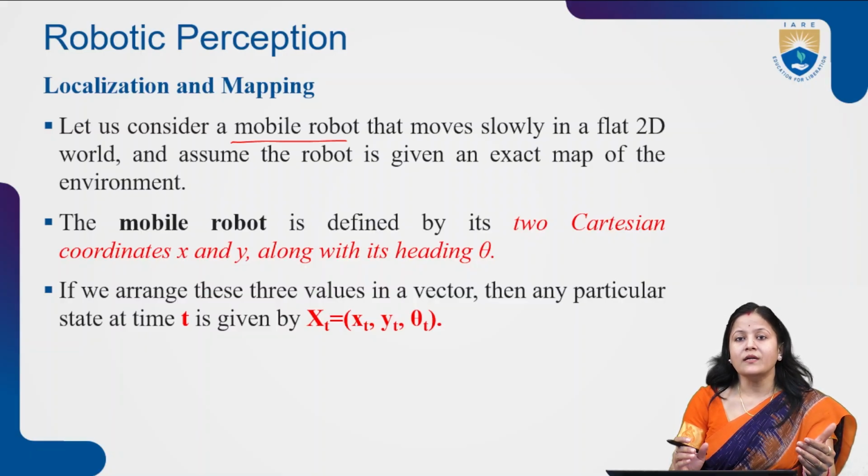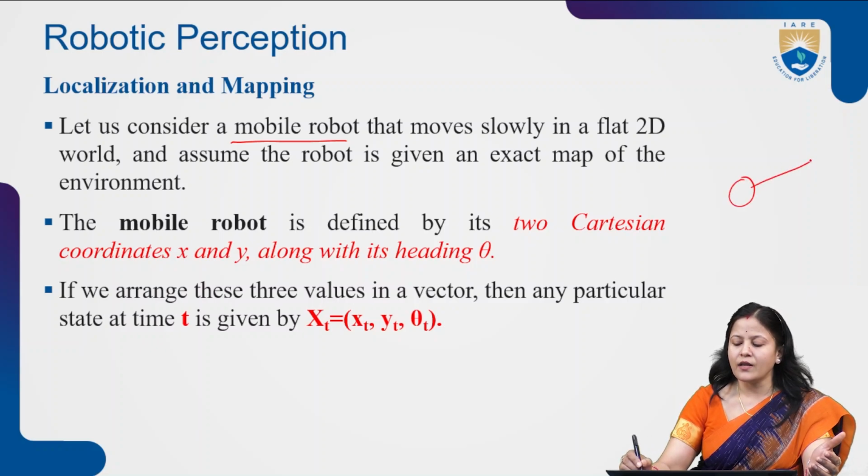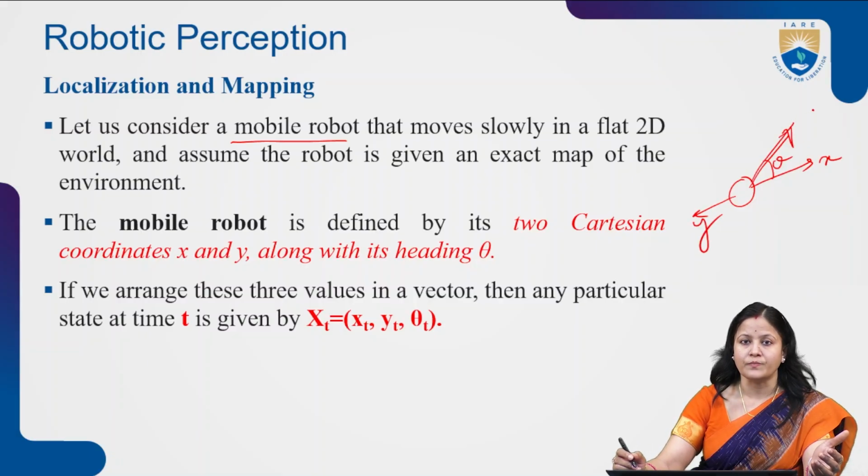The mobile robot is defined by its 2 Cartesian coordinates, x and y, along with its heading theta. So we are considering one mobile robot which can move in the x direction or y direction. It can also take the angular direction theta. This is the x direction, this is the y direction. It can move in an angular direction also.